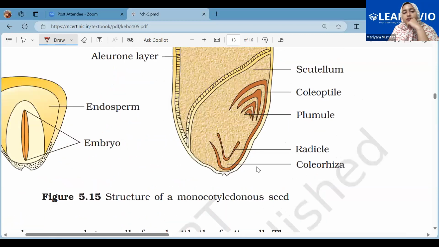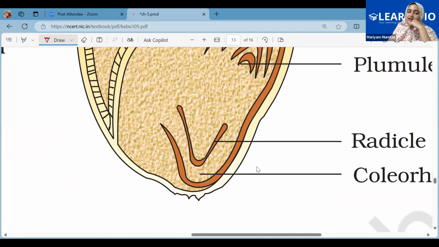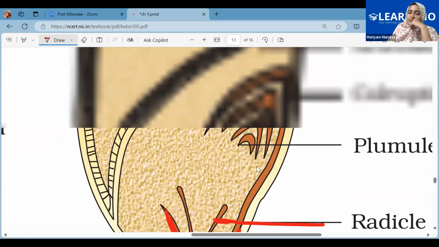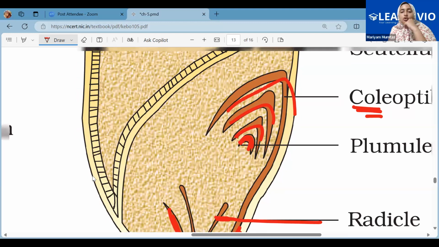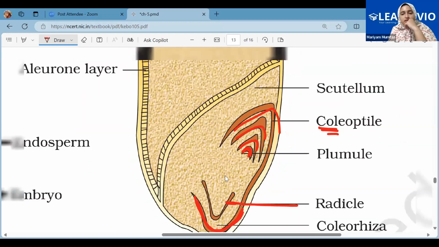Here you can see the radicle is covered by a layer, and this layer is known as coleorhiza. And then there is the plumule, which will give rise to the stem. But this is also covered in layers, and we'll call it coleoptile. These are the protective layers for plumule and radicle in the monocot seed. This is not found in the dicot seeds.